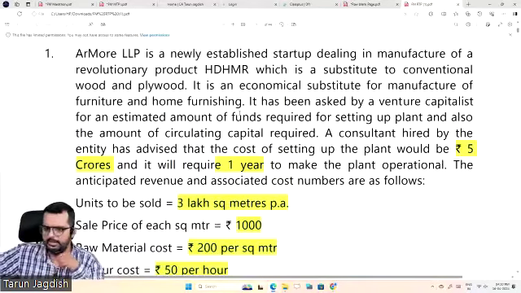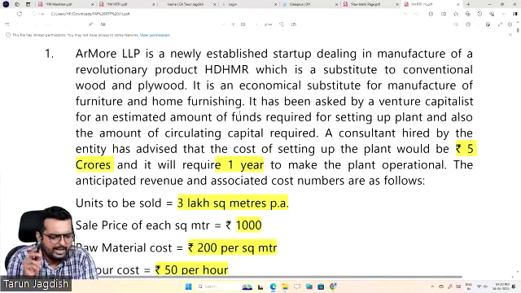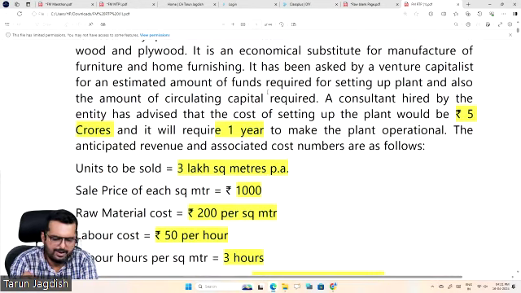Okay, let's do it. So, friends, Armor LLP is a newly established startup dealing in the manufacture of a revolutionary product, HDHMR, which is a substitute to a conventional wood and plywood. It is economical substitute for manufacture of furniture and home furnishing. It has been asked by a venture capitalist for an amount of funds required for setting up a plant and also the amount of circulating capital required. A consultant hired by the entity has advised that the cost of setting up the plant would be 5 crore.